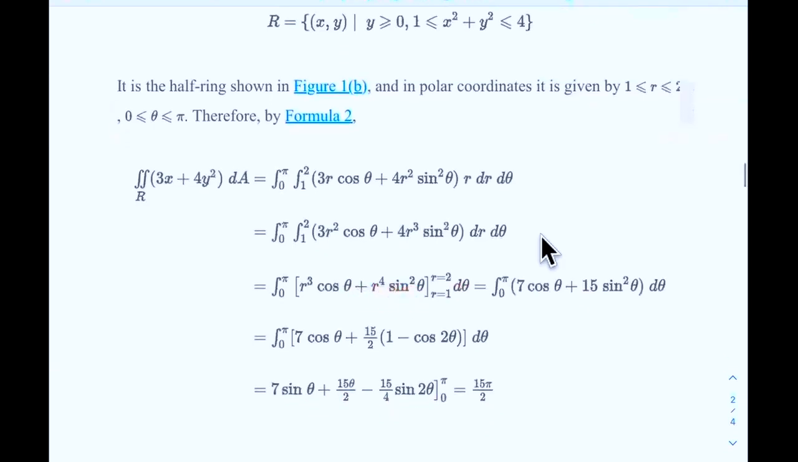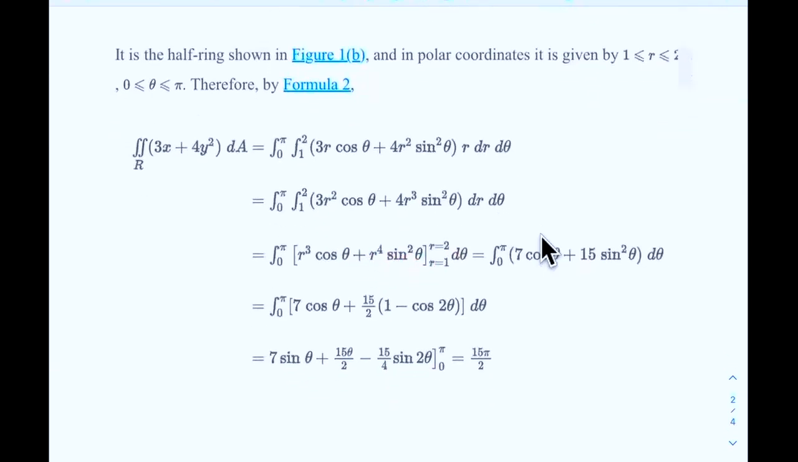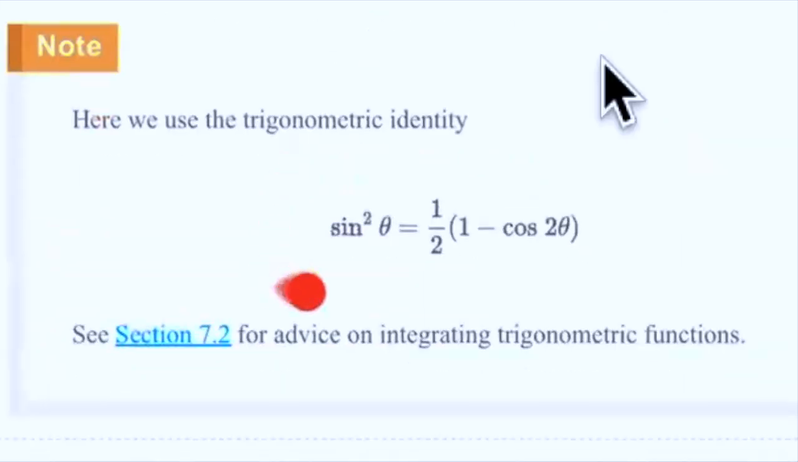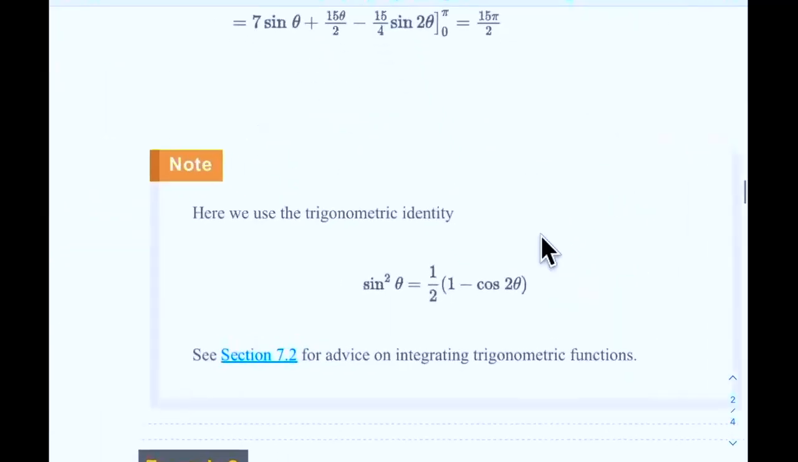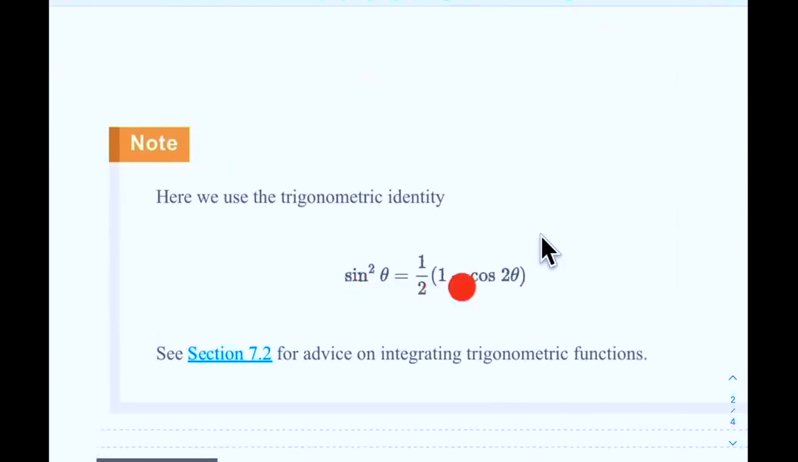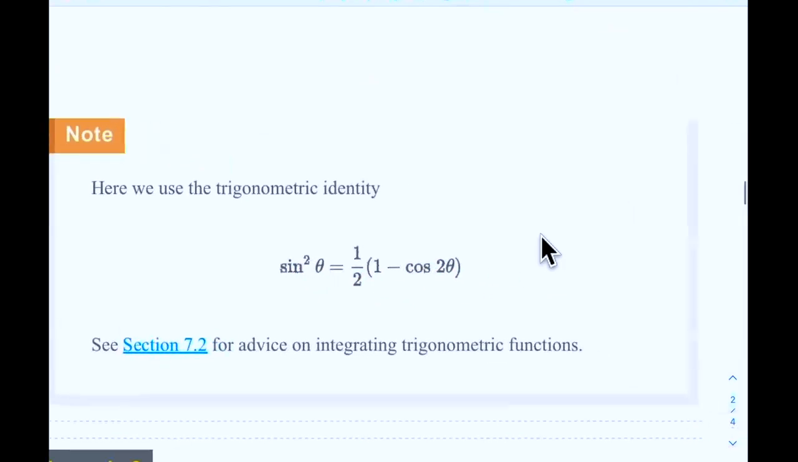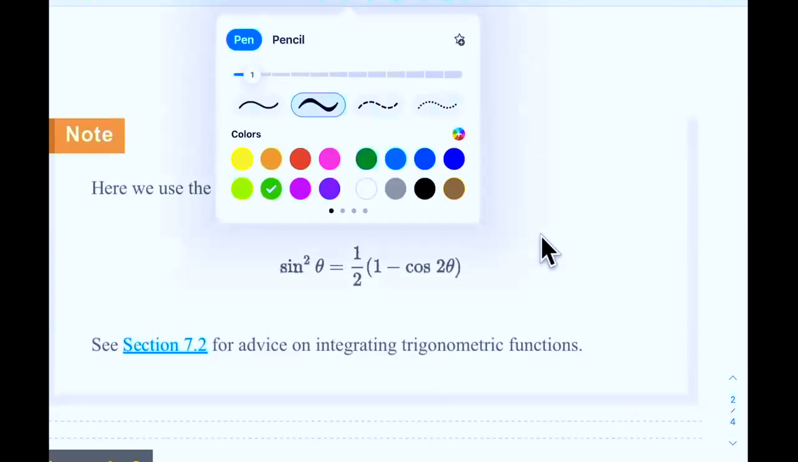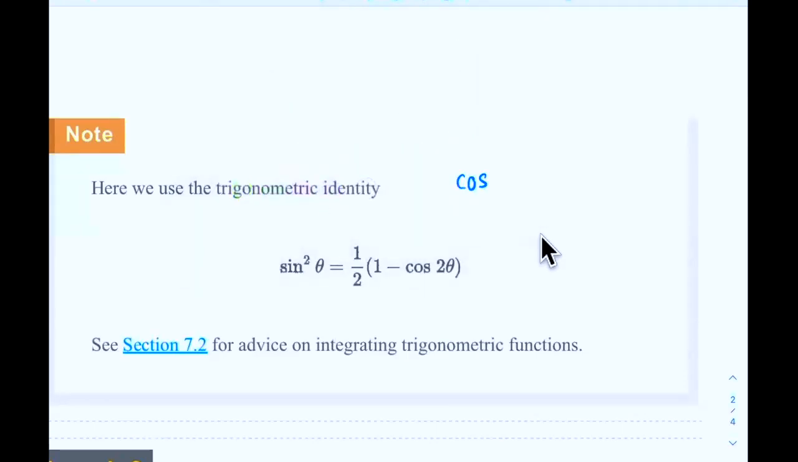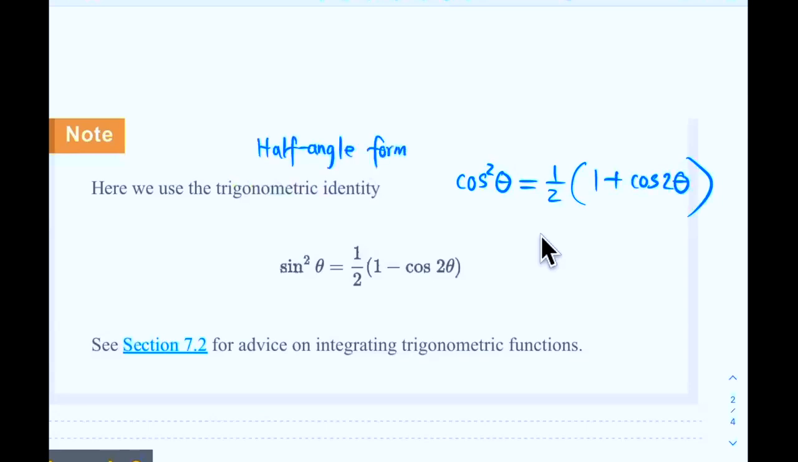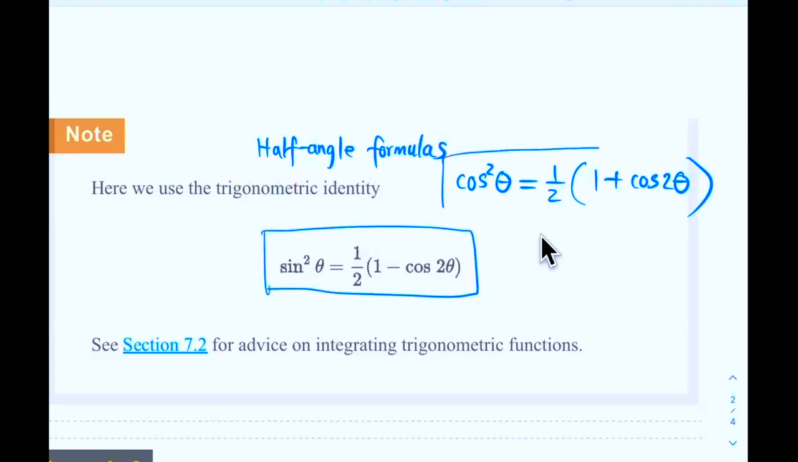Now, for all these types of problems, a lot of time you probably need to use a half angle formula. Remember the half angle formula, right? The sine squared theta is 1/2 times (1 minus cosine of 2 theta). And just for information, what's cosine squared theta? The half angle formula, 1/2 what? Anybody remember? 1 plus, yes, 1 plus cosine 2 theta. So these two are called the half angle formulas. When you do integration, a lot of time you use these two formulas.